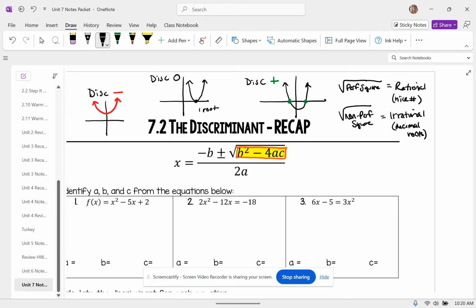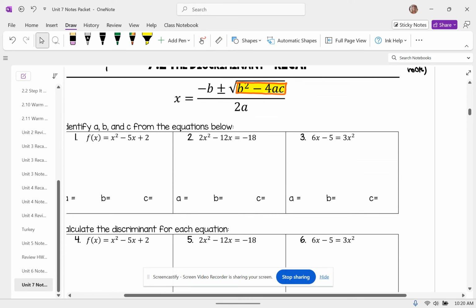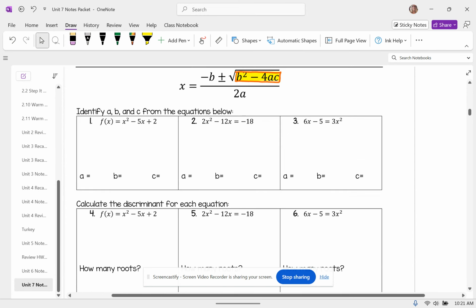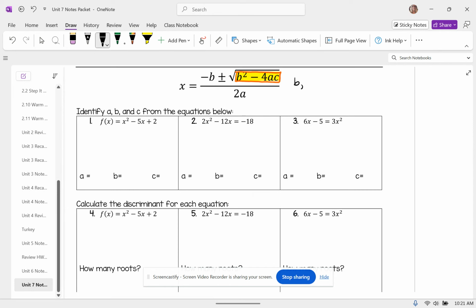Okay, so let's go ahead and work with this a little bit. We're going to identify A, B, and C from the equations below. Why are we identifying A, B, and C? Well, look at this formula right here. What are the inputs? I'm scanning through and I see a B, I see an A, and I see a C. 2 and 4 are just constants. They're always going to be 2 and they're always going to be 4. So I need to be able to identify the A, B, and C that come from the standard form of a quadratic in order to even use this formula at all.